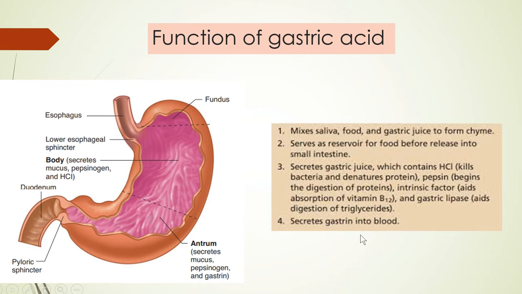acid secretion. And gastrin also regulates motility of the stomach. So how much contraction is needed, how much motility is needed, gastrin also regulates that. So this is all about the structure of the stomach, gastric acid mechanism, and the function of gastric juice or gastric acid.